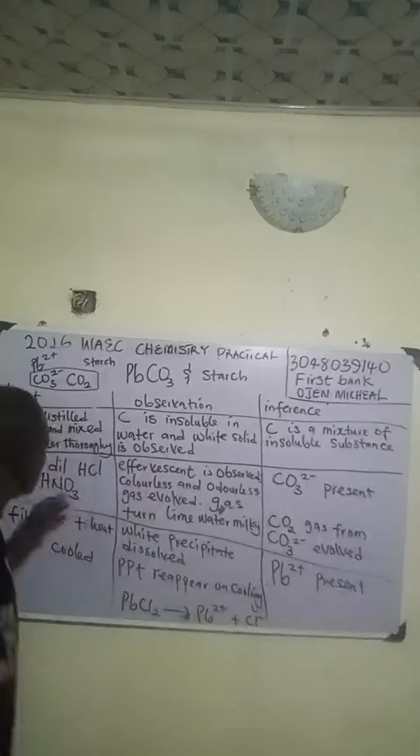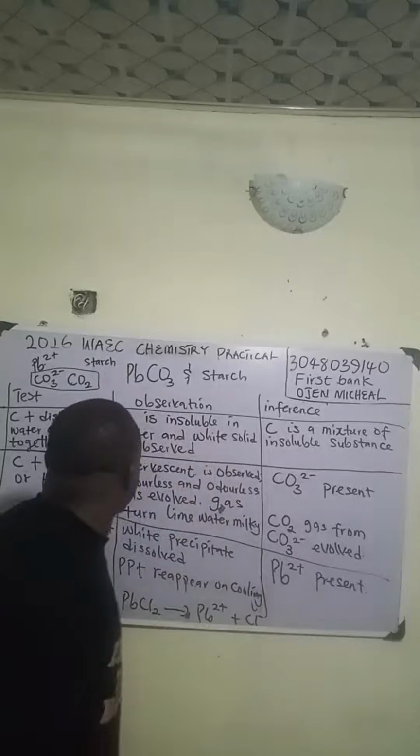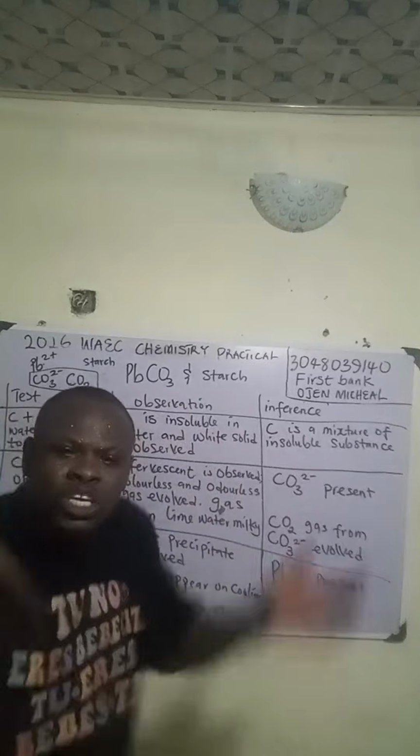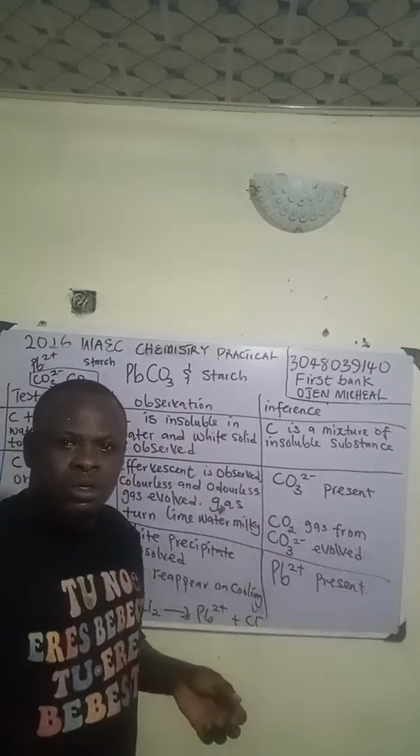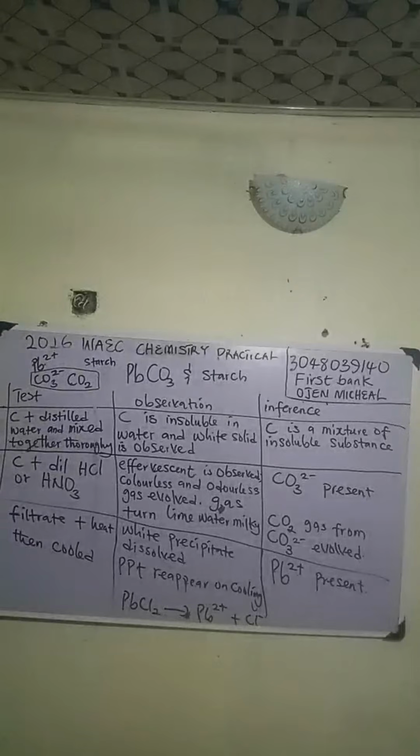Now when you are asked to treat with HNO3, if you add HNO3, this will give you a clear solution while starch will settle. But if it is HCl, it will not give a clear solution. It will give a cloudy solution. Do you understand? Starch is insoluble. Starch does not react with acid, so starch will remain as residue.